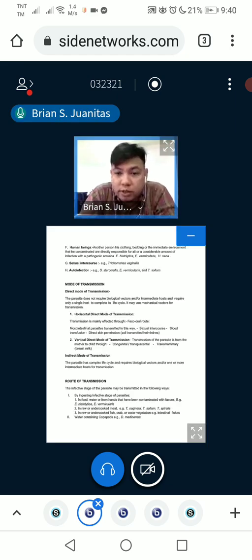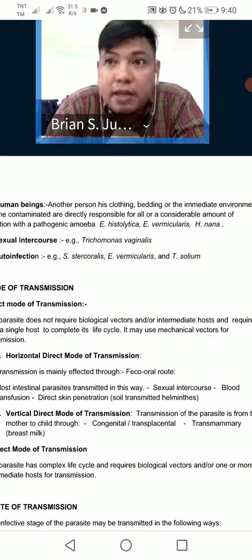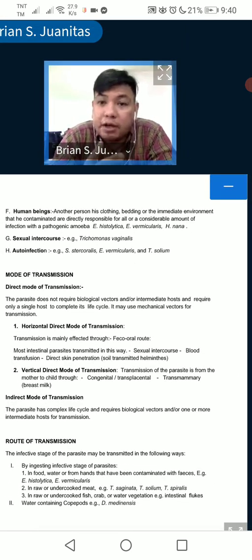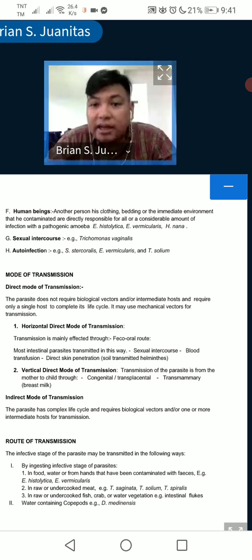Nakita niyo kung paano nagkakaroon ng autoinfection. The rhabditiform larvae class was supposed to be excreted in the feces or the stool. Okay? Yun dapat yung magiging diagnostic stage. Pero si rhabditiform larvae, ayaw niyang sumama sa stool. So pumunta siya sa intestinal mucosa. Pumasok siya and then pumunta siya sa ating mga smooth muscles. Okay? Sa intestine, okay? And nag-cause na naman siya ulit ng infection.